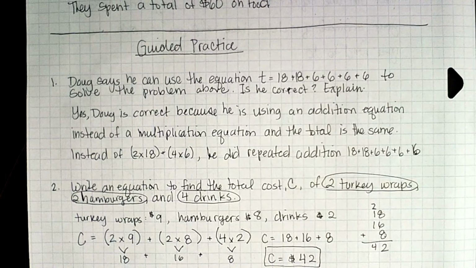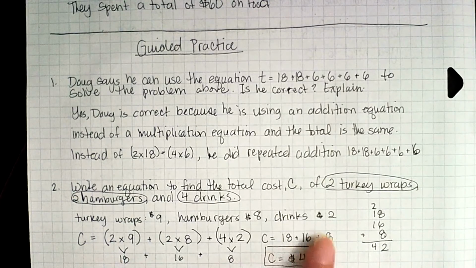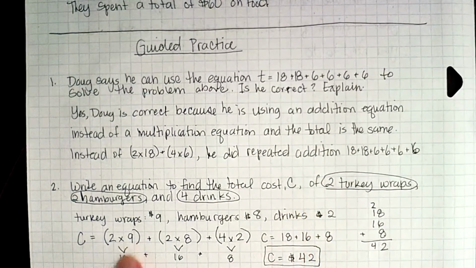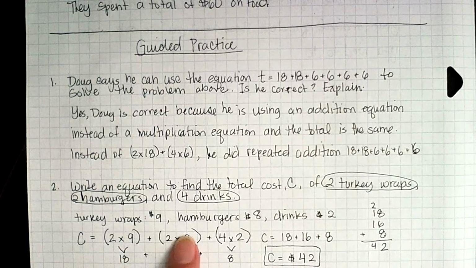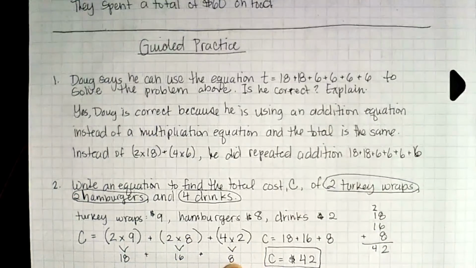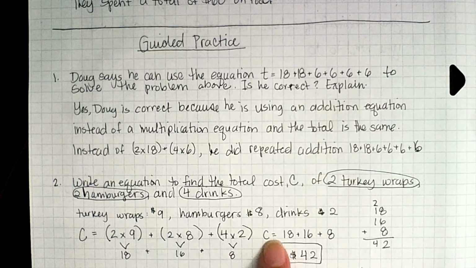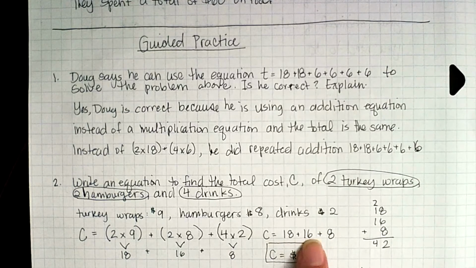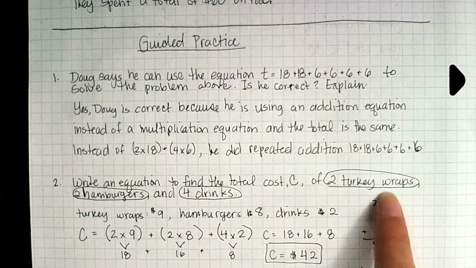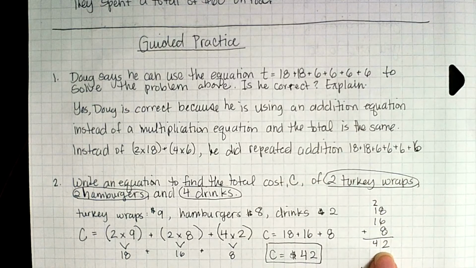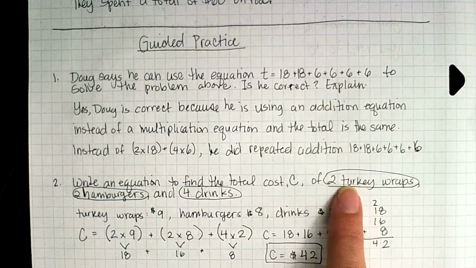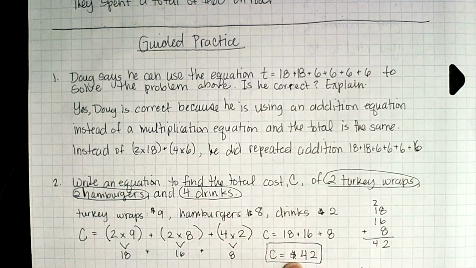So I wrote C, which is my total cost, that's the variable that they gave me, is equal to 2 times the cost of the turkey wraps, plus 2 times the cost of the hamburgers, plus 4 times the cost of the drinks. So 2 times 9 is 18, 2 times 8 is 16, and 4 times 2 is 8. So C is equal to 18 plus 16 plus 8. So now I stacked and added my numbers, and I found that my total is 42. So C is equal to 42. So the cost of 2 turkey wraps, 2 hamburgers, and 4 drinks is $42.